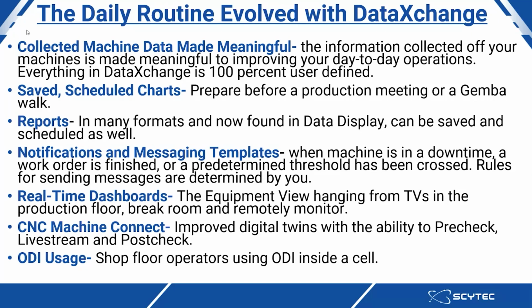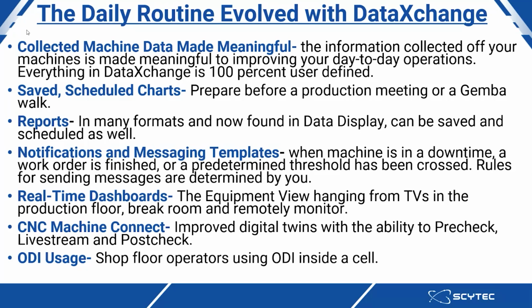We also have notification and messaging templates I'm going to be discussing in this webinar. Notifications are good for when you have a machine that's been in a downtime or a work order that is getting finished or a predetermined threshold of your needs has been crossed. You'll get a notification in either a Microsoft Teams text message or an email alerting you of when this threshold has been crossed. You determine these by rules that you set for sending these messages.